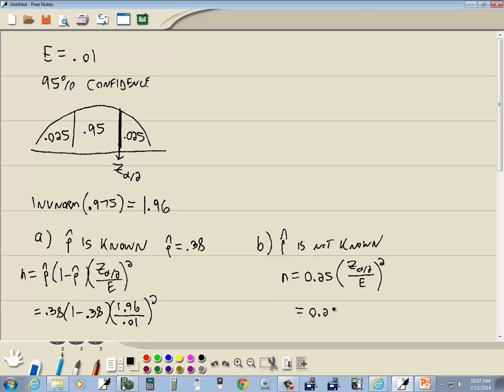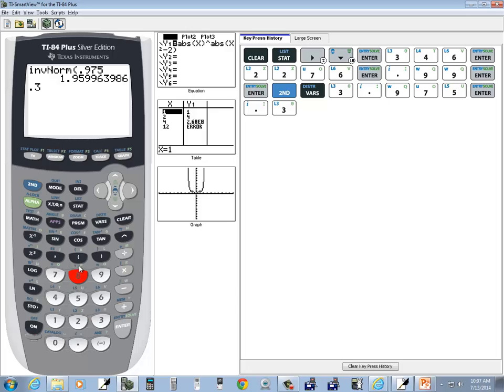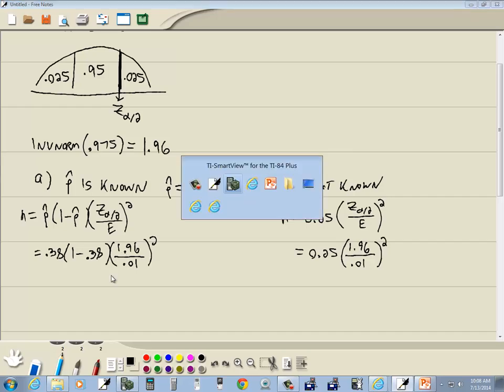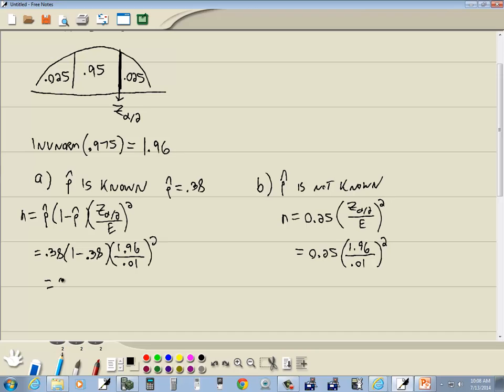And let me go ahead and fill in the values here. Now Z is 1.96, divided by E, which is 0.01, squared. Let's see, 0.38, beginning parentheses 1 minus 0.38, closed parentheses there. And beginning parentheses 1.96 divided by 0.01, close parentheses squared, enter. You always round up. No matter what your decimal is, you always go up to the next integer. So this one would round up anyway, but this would be 9,051.